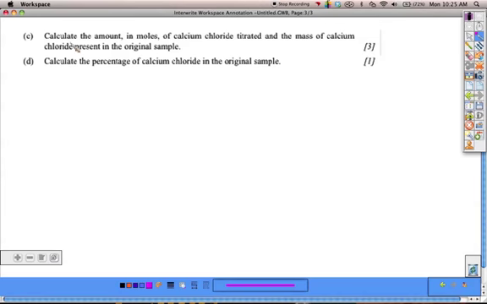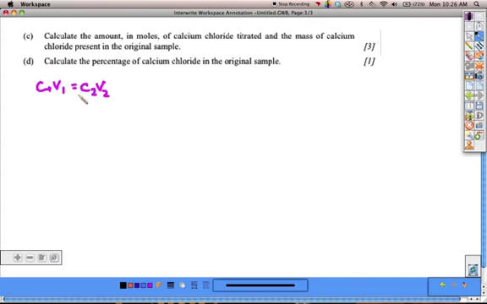The next part says I need to calculate the amount in moles of calcium chloride titrated by the mass of the calcium chloride present in the original sample. So I know that my reaction is only occurring with the calcium chloride. I said that in the last step. So it's only occurring with that. It's not occurring at all with the potassium nitrate. Those are just spectator ions. So I'm going to use my C1V1 is equal to C2V2 to solve this problem.